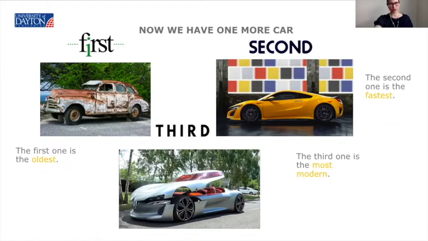The first one is the oldest. So it's not older, it's the oldest. The second one is the fastest. And the third one is the most modern. Again, that word keeps on having a different structure. And we're gonna see why as well. Okay, so EST, no ER. This is important because now we're comparing 3 cars, not just 2.